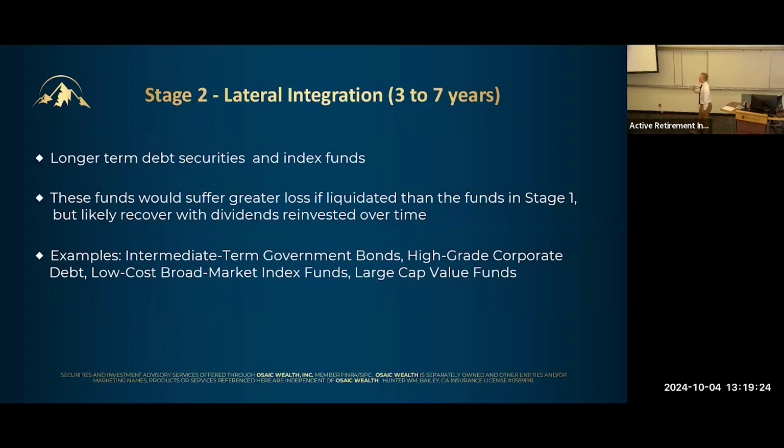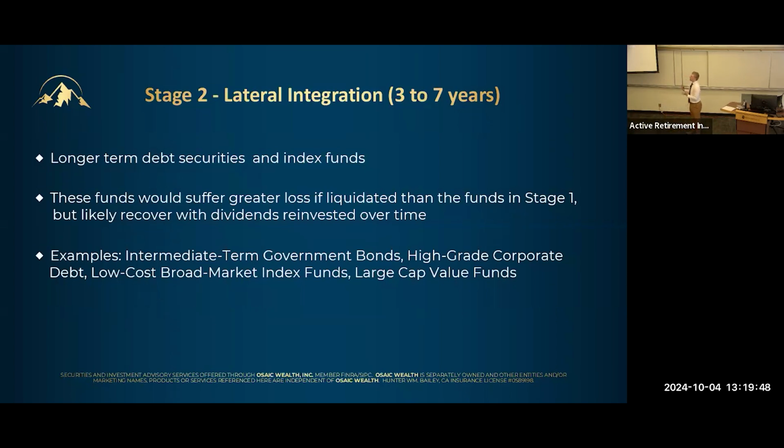So this might be something where we're looking at intermediate term government bonds, high grade corporate debt, low cost broad market index funds, super cheap stuff, S&P funds, total market funds, stuff like that, and large cap value funds. The reason we put large cap value in there is because we know we have those dividend payments that we can use to reinvest and pad a little bit of our losses on the way down.